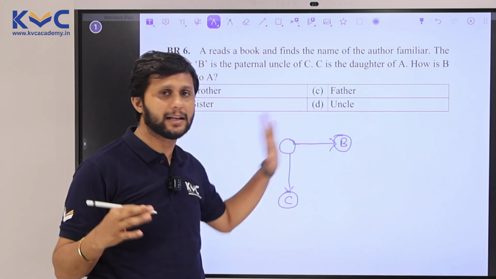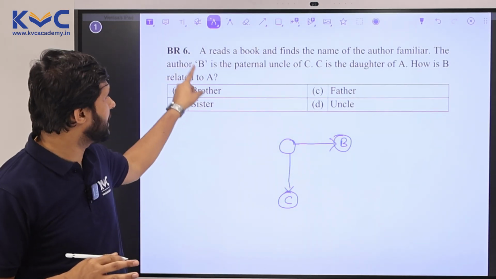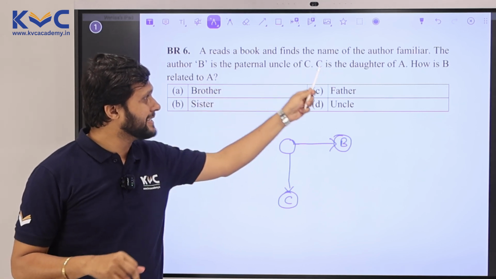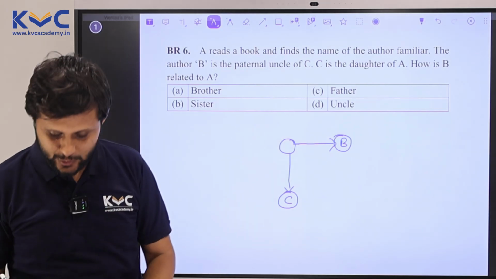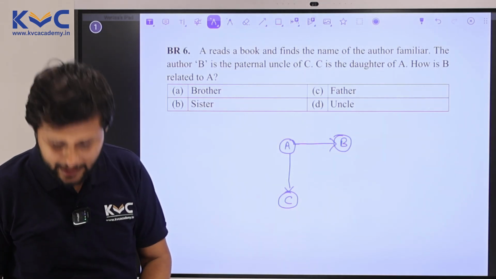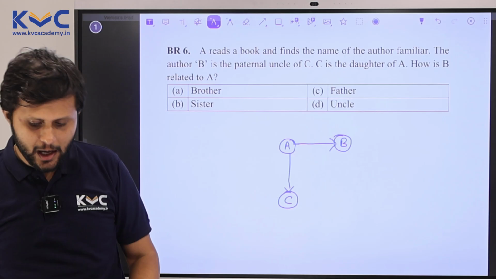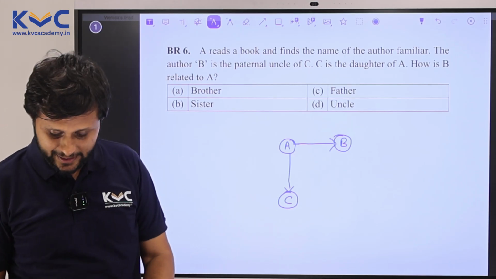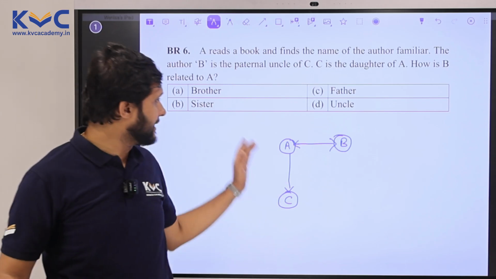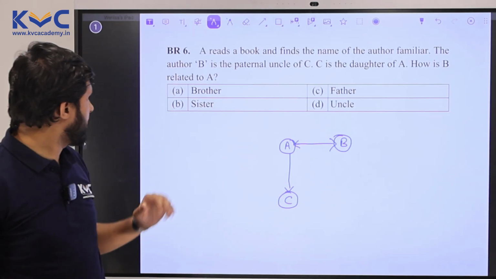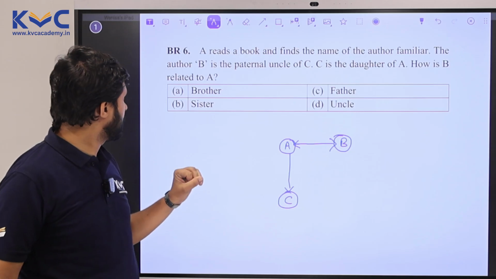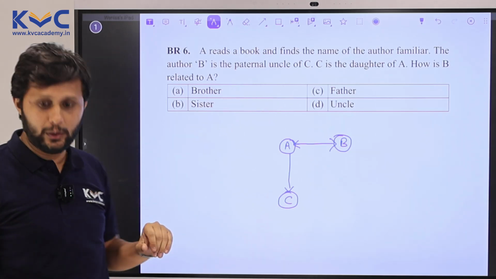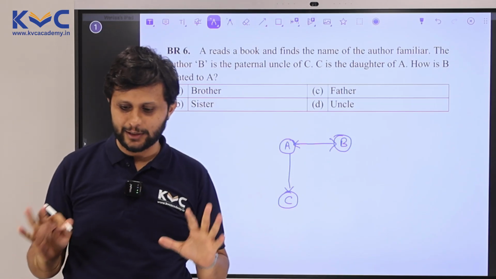From here, the relation is given to us in the question. B is the paternal uncle of C. C is the daughter of A. So this person is nothing but A. How is B related to A? What is the connection? We are in the same generation. So what is ruled out over here? Father is ruled out. Uncle is ruled out. Either we are brothers or sisters.